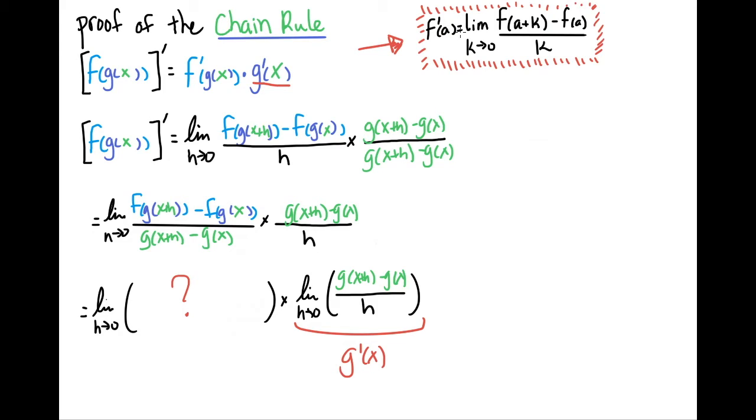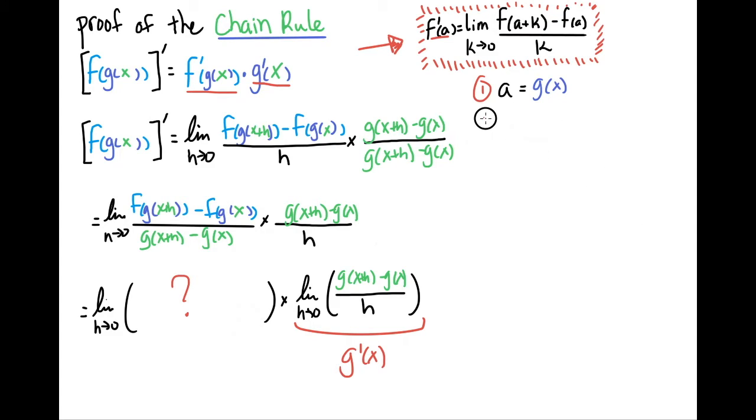We have f prime of a is equal to the limit as k goes to 0 of f of a plus k minus f of a, all over k. This is the definition of a derivative evaluated at some point a. So if I take a look between this part here and this part here, what that tells me is that a is equal to g of x. And as long as g of x is continuous at some point a, or as long as it gives us some value, then this substitution is perfectly fine. It's perfectly okay to do.